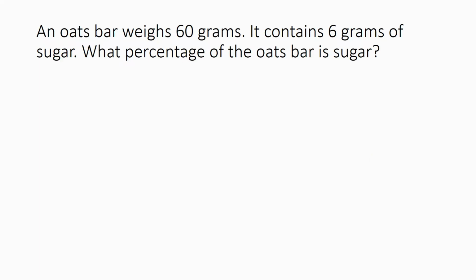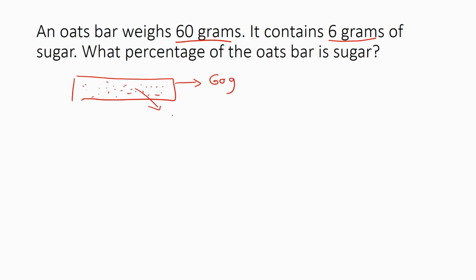An oats bar weighs 60 grams. So that's the total weight, and it contains 6 grams of sugar. For example, if we have an oats bar and those are my little sugar granules, the weight of this oats bar is 60 grams, and the sugar it contains is 6 grams. What percentage of the oats bar is sugar?